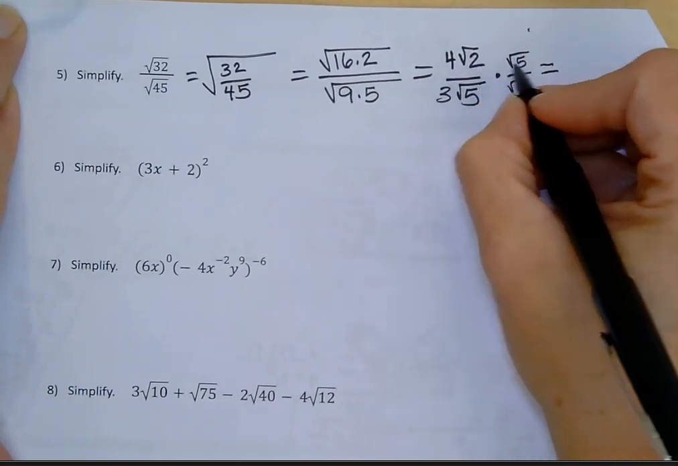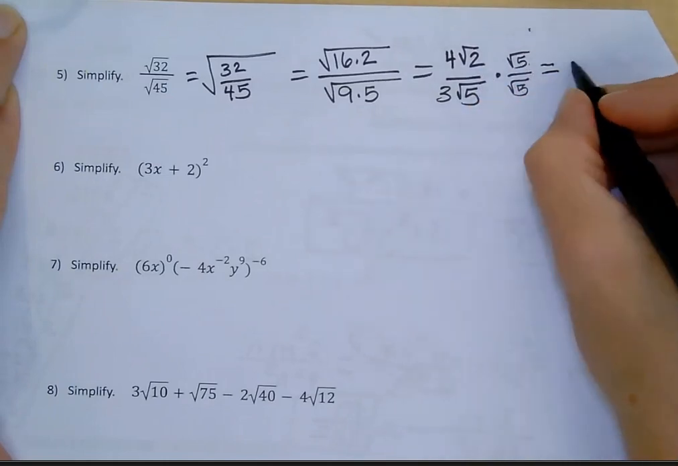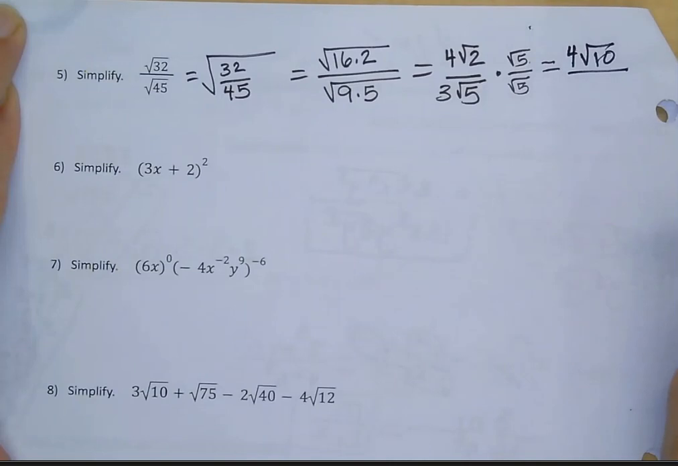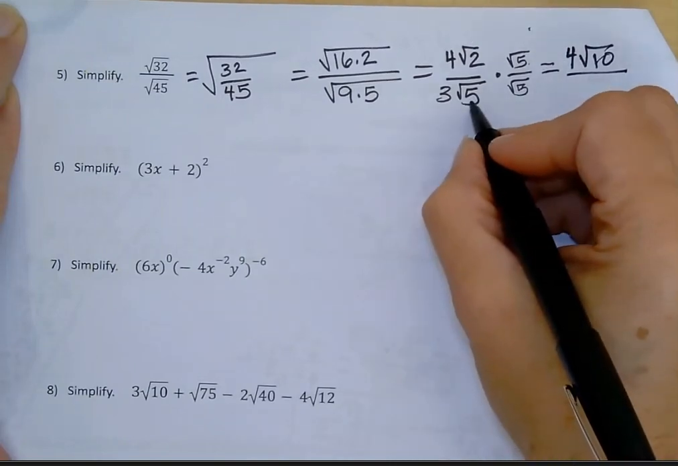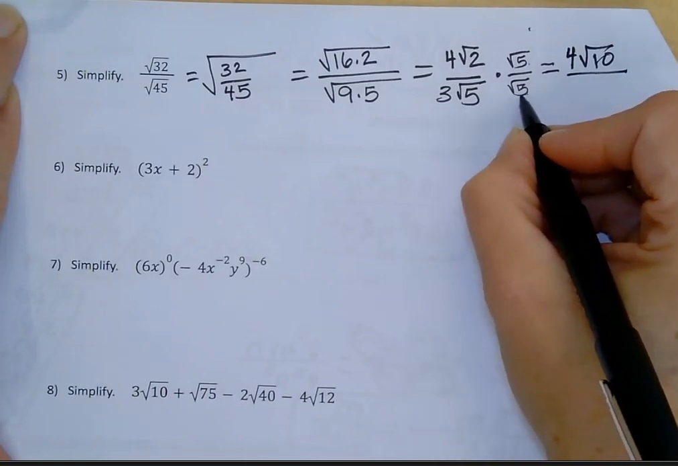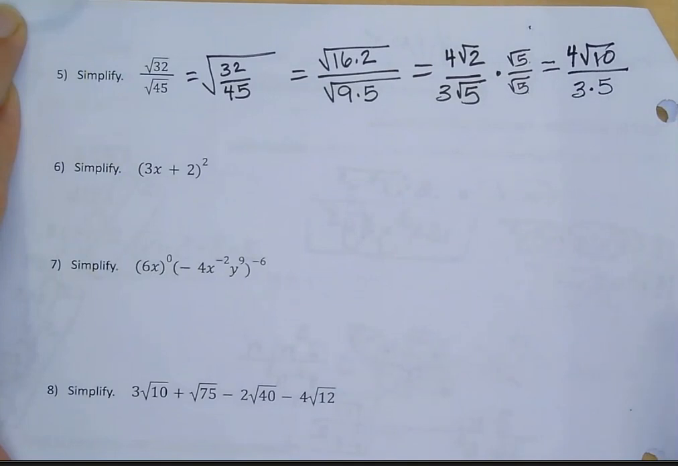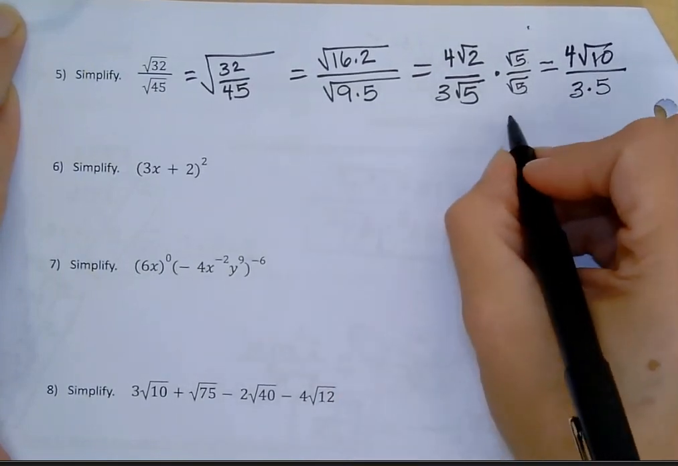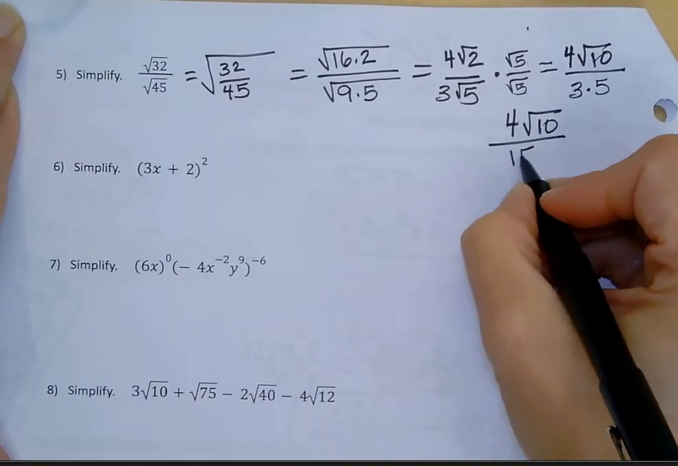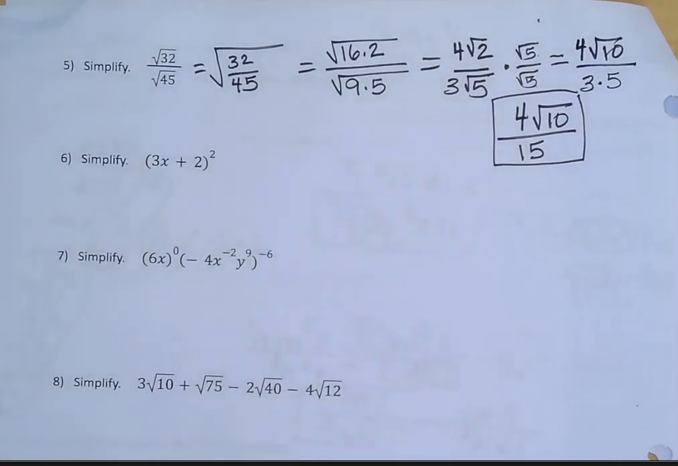Here, 4 times square root of 2 times square root of 5. Remember, if they are both square roots, I can multiply them together. So I have 4 times the square root of 10 in my numerator. My denominator, I have 3 times the square root of 5 times the square root of 5. Square root of 5 times square root of 5 is 5, right? So I now have 3 times 5 in my denominator. And if I want to simplify that all the way, it's 4 times the square root of 10 over 15. And I can't do anything more to that.